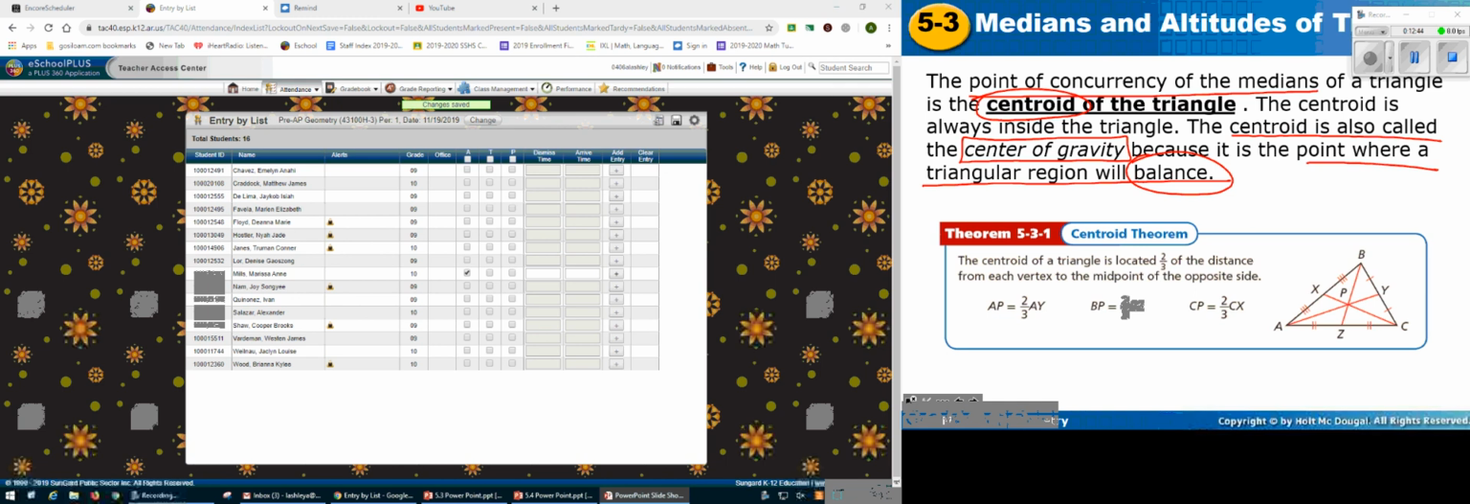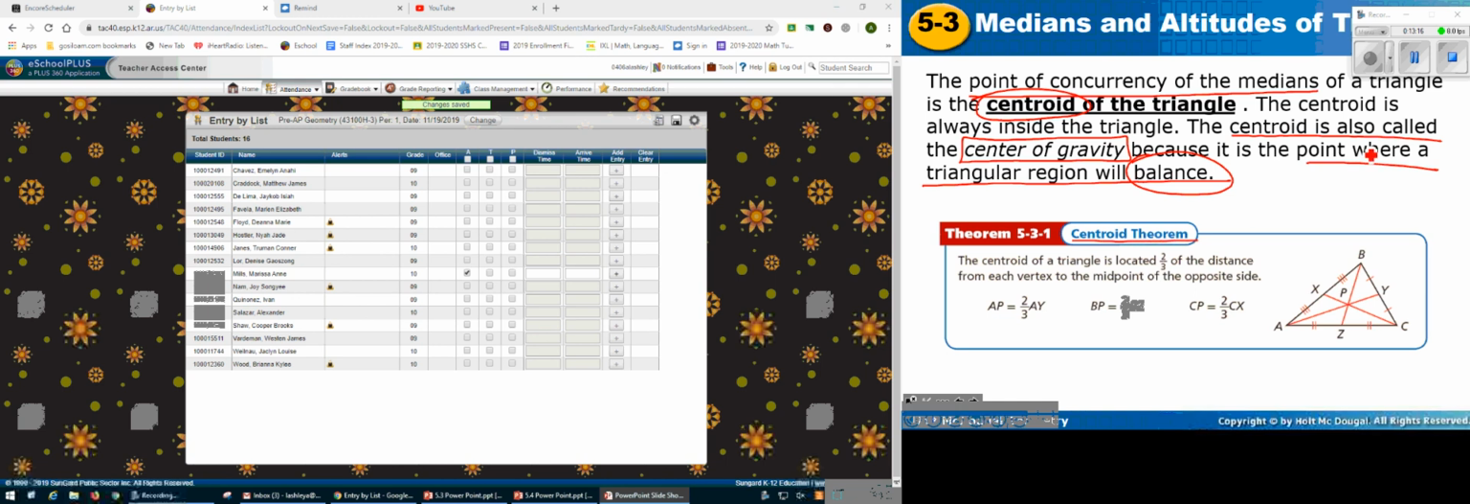Okay, so if you were to take a triangular shape and you wanted to balance that on one point, that point that you would need to find would be the centroid. Okay, it's directly in the middle of that triangle. Just like all of these, each one had a theorem about it that was true. The circumcenter was equidistant to the vertices. The incenter was equidistant to the sides. The centroid has a special theorem about it as well. So it's called the centroid theorem, and here's what it says.